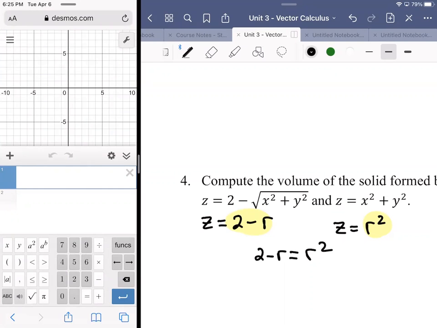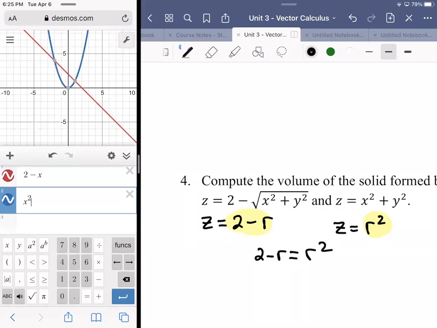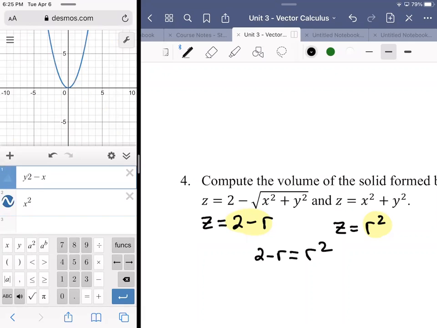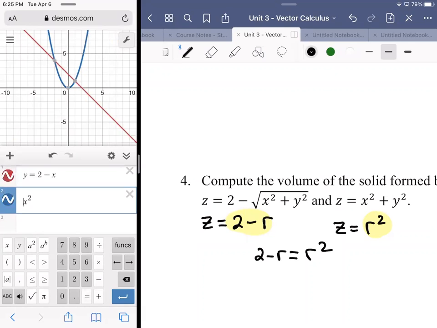So 2 minus x instead of r. Now, you can just put it in as 2 minus x. For whatever reason, I don't know why, but Desmos accepts this. That's fine. It's graphing the function 2 minus x and graphing the function x squared. In theory, you should probably put it in as y equals. Left side in as one equation, right side in as another.